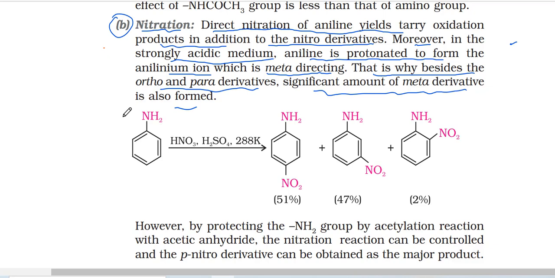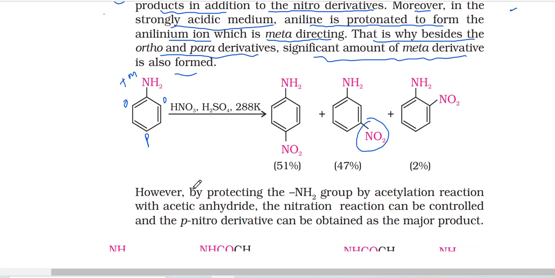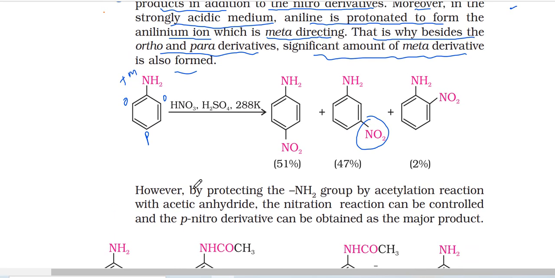Generally, this is a plus mesomeric effect, so ortho and para positions are activated. So generally, our expected products will be the ortho and para products. But unexpectedly, this meta product we are also getting. Why? Here you can see resonance.